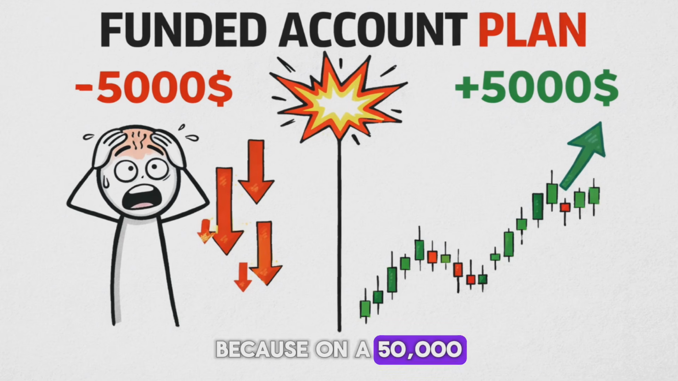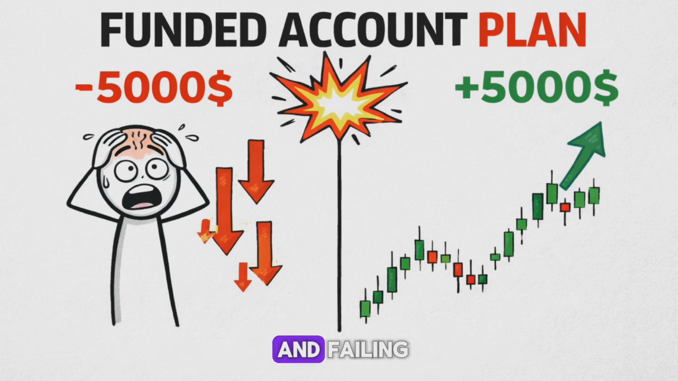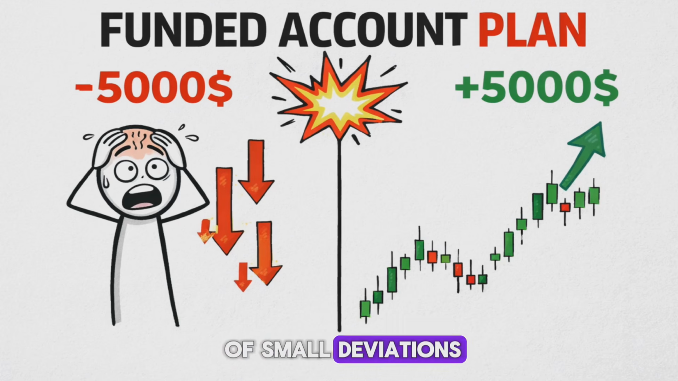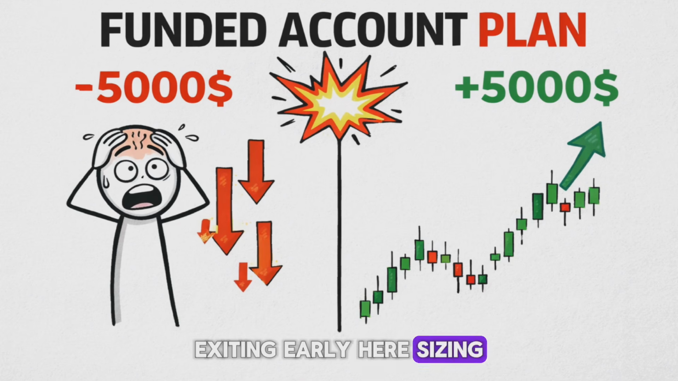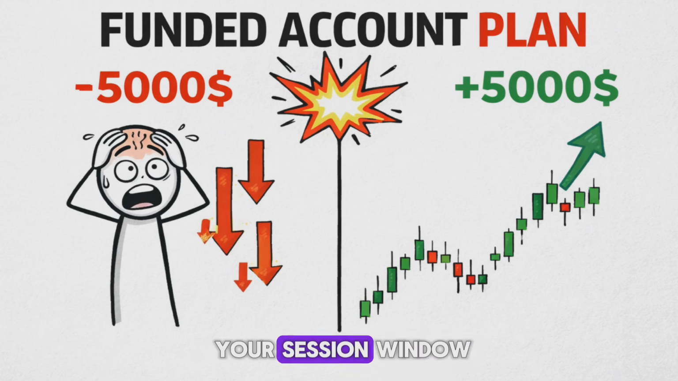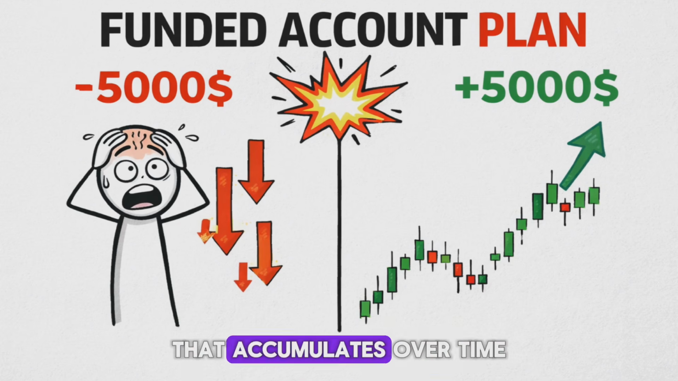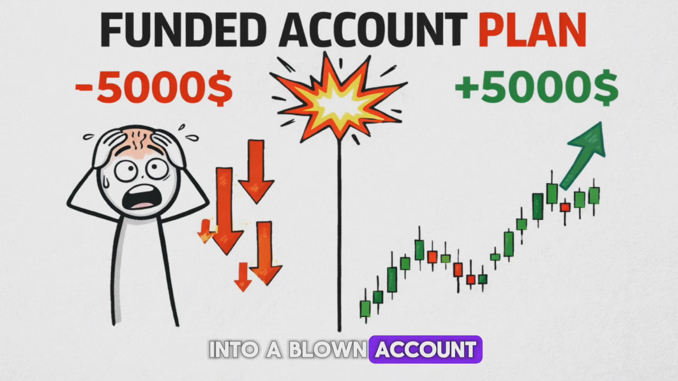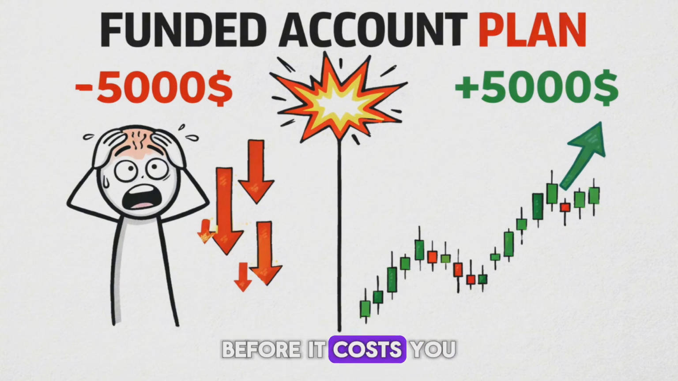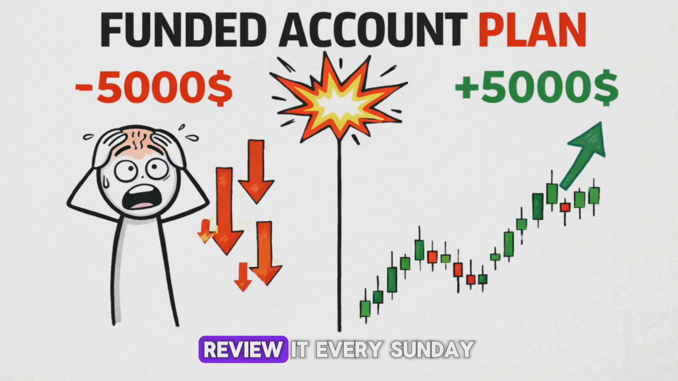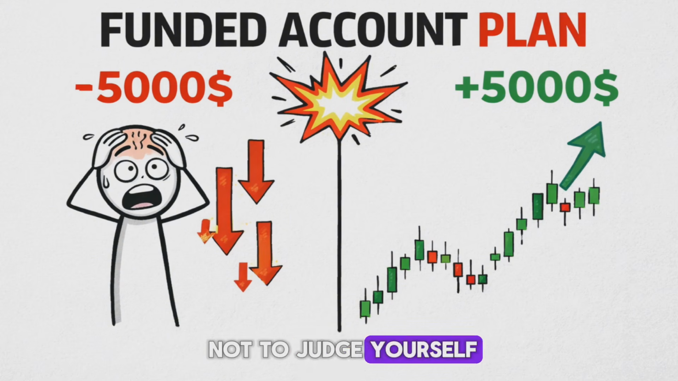Because on a $50,000 account, the difference between passing and failing is not usually one bad trade. It is a pattern of small deviations. Exiting early here, sizing up there, taking a trade outside your session window because you were bored, that accumulates over time into a blown account. The log shows you the pattern before it costs you the account. Review it every Sunday. Not to judge yourself, to identify what is drifting.